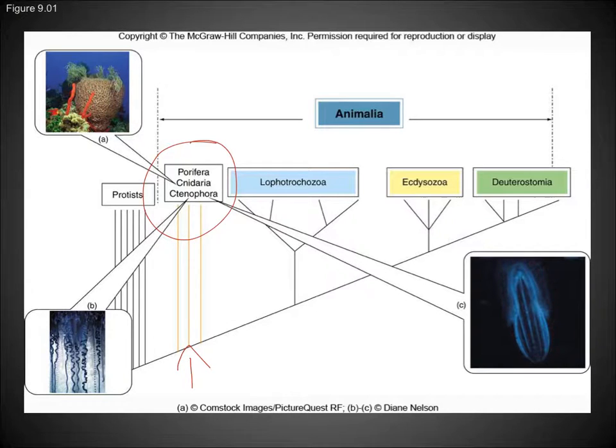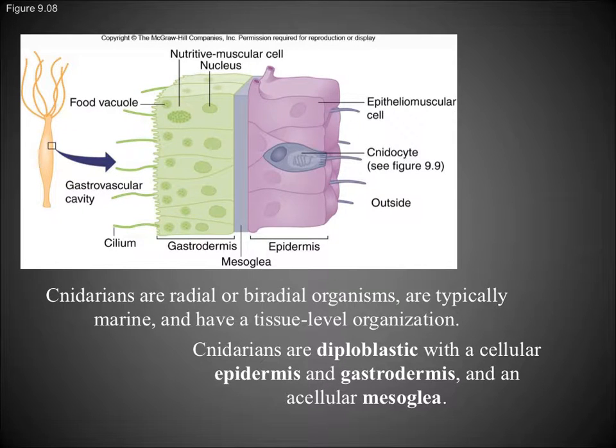We are going to continue to move through this cladogram in this direction, but right now we're still with some pretty simple organisms because these are only at the tissue level. So let's talk a little bit about their makeup. So cnidarians are radial. Sometimes we call them biradial, but radial is perfectly fine. And they're typically marine, and they're at the tissue level of organization.